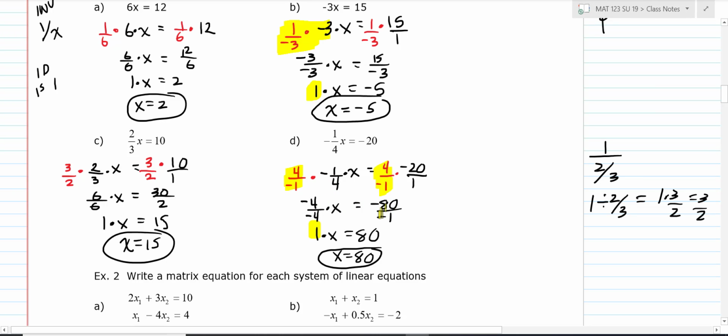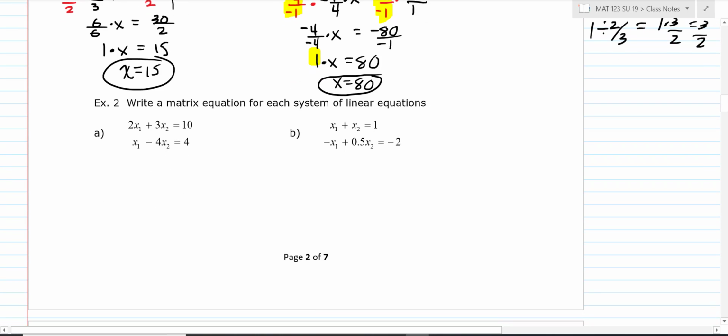Okay, this just becomes 80. And then again, the identity times x is itself, x equals 80. So that's what we're going to do when we do a matrix equation. We're going to multiply from the left by the inverse. And that's how we're going to solve the matrix equation.